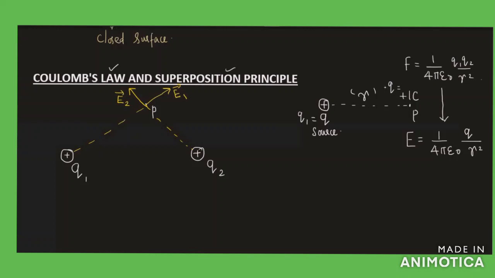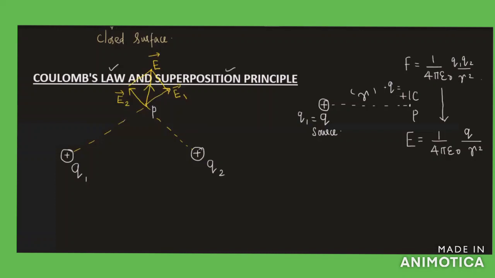So in order to find the net field at P, we can use the superposition principle, which means we can add these two fields E1 and E2 to get the resultant field at point P. E1 is obtained directly from Coulomb's law, and E2 is obtained directly from Coulomb's law. To add E1 and E2, we make use of the superposition principle. So to get the resultant field at P, we add the fields E1 and E2, which is actually applying the superposition principle.